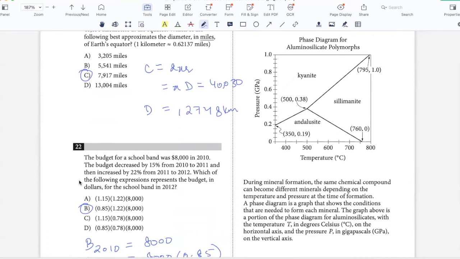During mineral formation, the same chemical compound can become different minerals depending on the temperature and pressure at the time of formation. A phase diagram is a graph that shows the conditions that are needed to form each mineral. The graph above is a portion of the phase diagram for aluminosilicates with the temperature on the horizontal axis and pressure on the vertical axis. Okay.